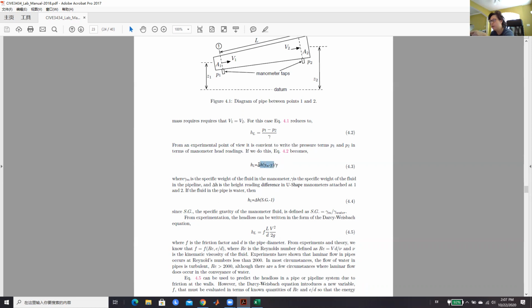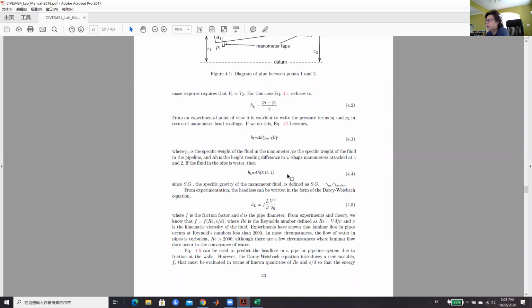So this part, let me get the pen. This part, delta H times gamma m minus gamma, is your P1 minus P2, your delta P. It should be exactly the same as we already had in lab 3. So delta P over gamma, this part over gamma, is your head loss. I think it's pretty straightforward.